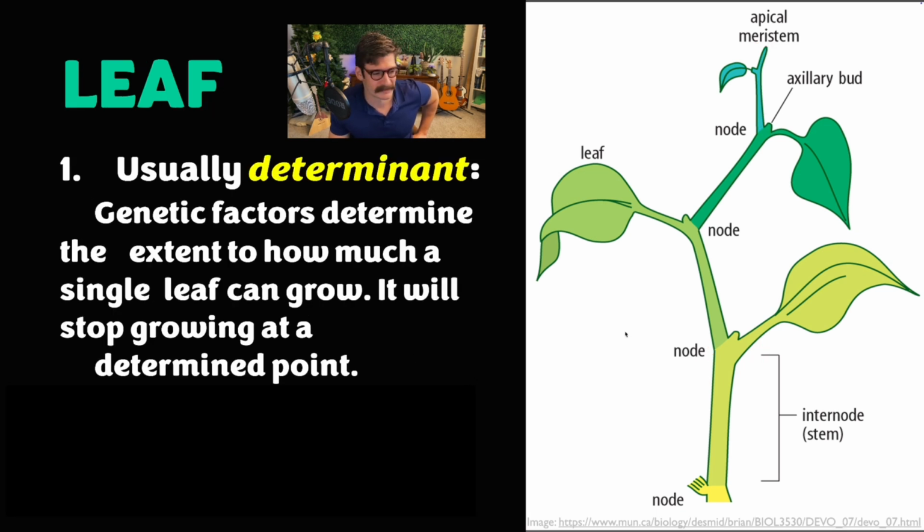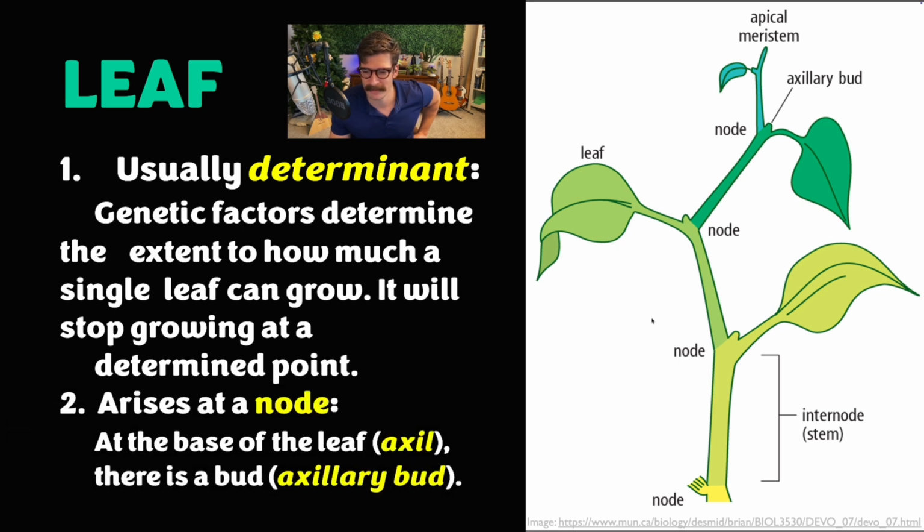Now let's look at leaves. So leaves are defined as determinate, which means they have set genetic factors determining how much they will grow. They have a determinate point. A leaf will only get so big. It won't continue to grow. And a leaf is defined as arising at a node.